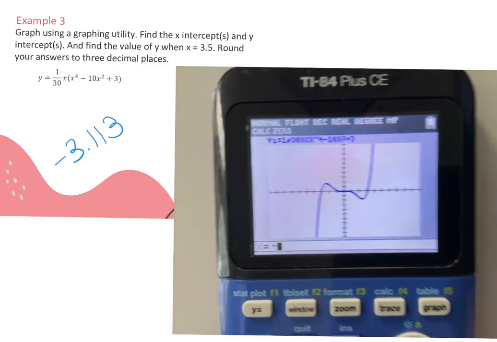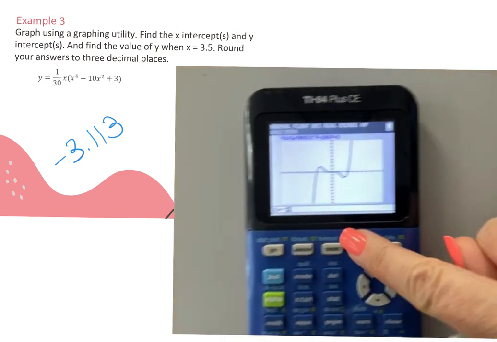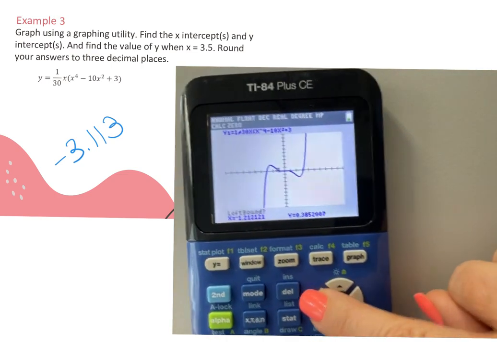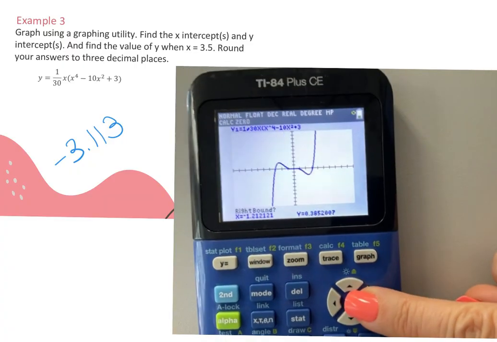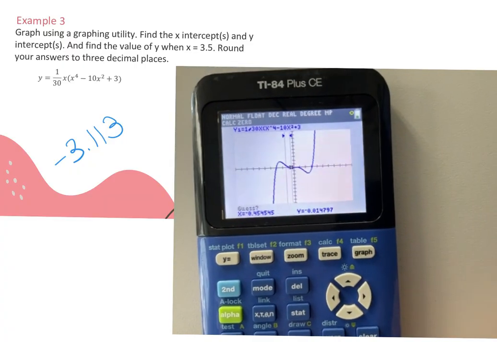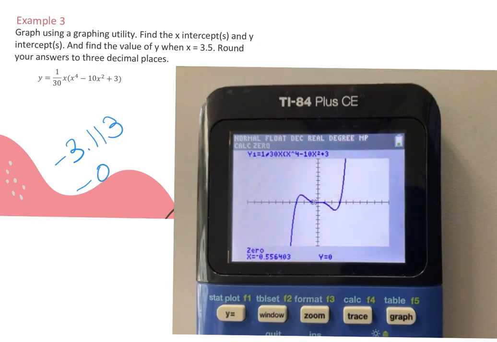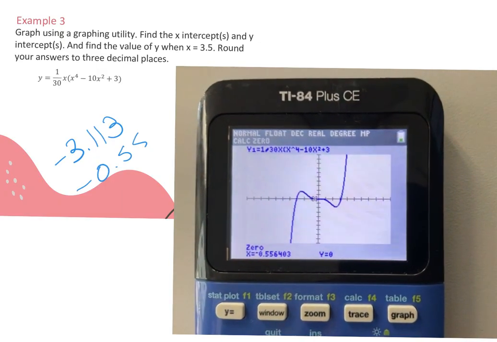Hit enter. Oops, don't hit that. Dang it, I can't see my own fingers. 0. I'm going to go left of it. I'm going to go right of it. The bell's about to ring. I'm going to hit enter, and it's going to bring me to that 0. Negative 0.556.